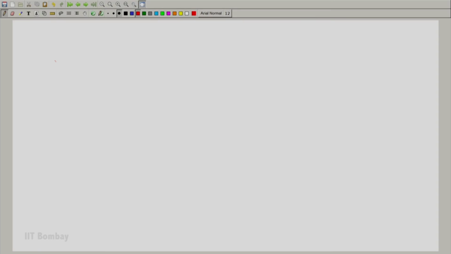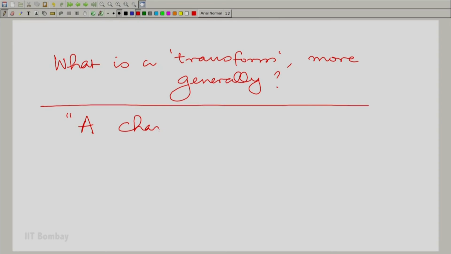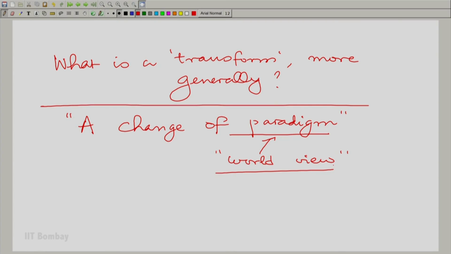Now, I want to make a kind of statement here about what a transform really means. So, let us look at that in some depth. What is a transform more generally? A transform is a change of paradigm. Paradigm, by the way, means world view. And what do we mean by this change of world view, this change of paradigm?